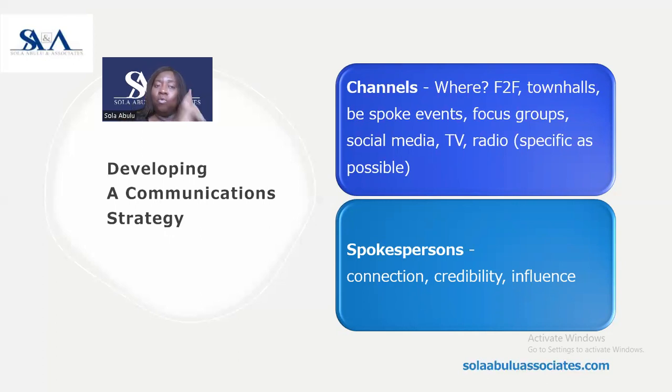But it all starts with: what is the problem I'm trying to solve? What does success look like? Who should I be speaking to? What do I know about them? Where can I find them? What messages would resonate with them? How should I deliver those messages? And who is the most credible, influential person to pass this message across? And when I use that word influence, because these days, because of social media, everybody just thinks social media influencers.